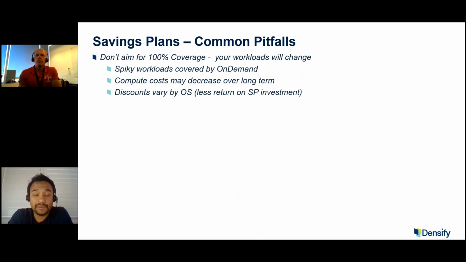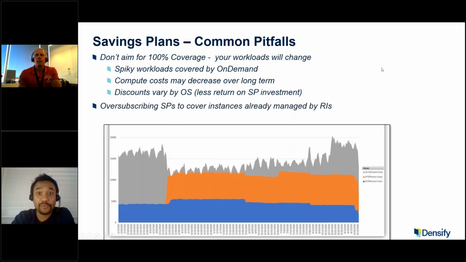What we see with customers, and one of the questions we always get, is: okay, now that I know my on-demand coverage, why don't I go for 100%? Well, that doesn't make much sense, because of these reasons. As you can see in this graph here, this is another visualization, and in this case we've used a BI tool.